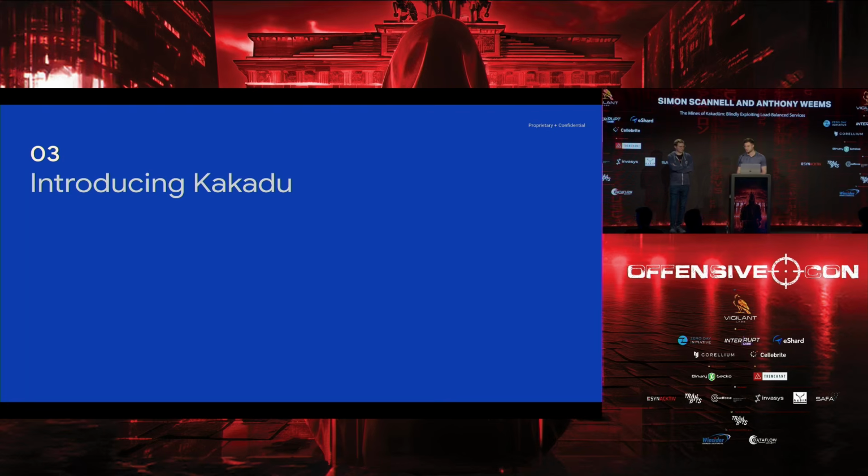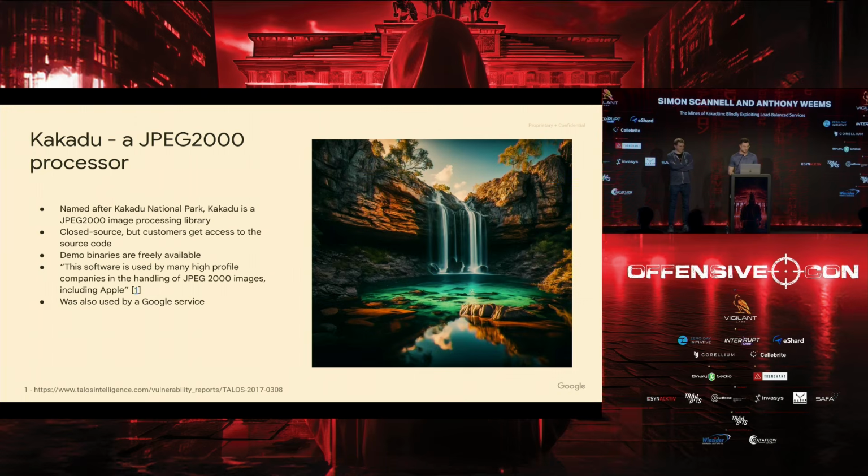So I want to introduce Kakadu and some basics on the JPEG 2000 file format so that we can move on to the interesting part, which are the vulnerabilities. So again, Kakadu, JPEG 2000 processor, named after a national park in Australia. It's closed source, but customers get access to the source code. And the demo binaries are freely available, so you can just download them and reverse engineer them. You can also just purchase the standard, which, as we'll see, has some interesting information.